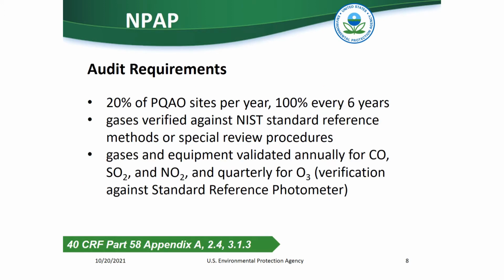The following NPAP audit requirements are outlined in the CFR. 20% of the PQAO monitoring sites are audited each year, and 100% of sites every 6 years. These sites are selected by the EPA, and the PQAO is notified which sites are selected prior to the audit. Next, gas audits are verified against the NIST standard reference methods or special review procedures. CO, SO2, and NO2 audit gases are validated annually and quarterly for ozone for verification against the standard reference photometer.